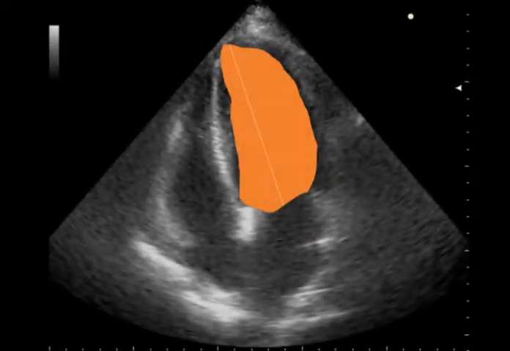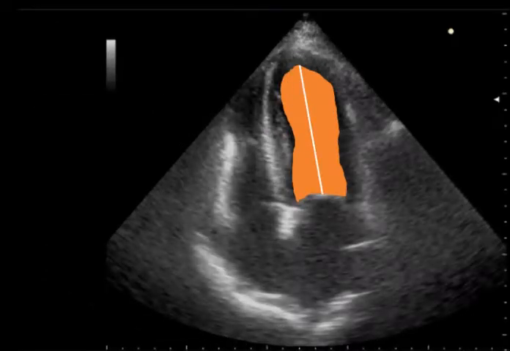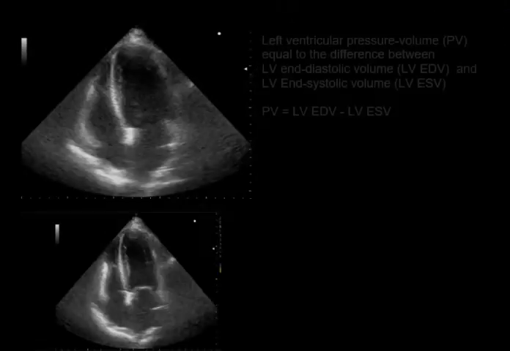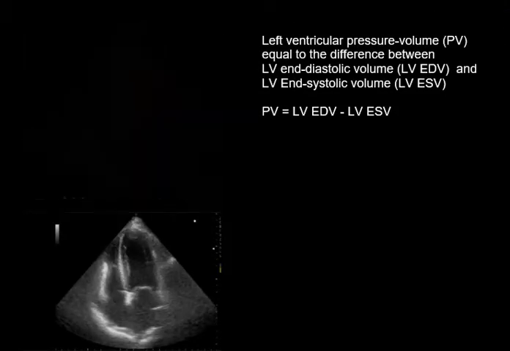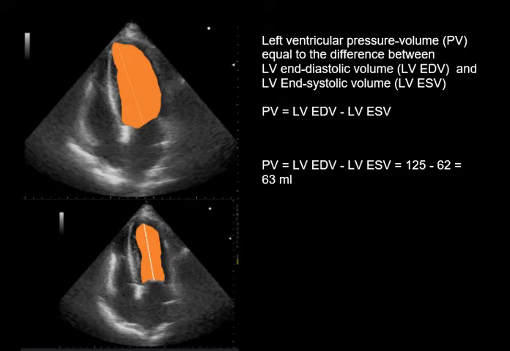Left ventricular end diastolic volume measurement when the mitral valve is open equals 125 milliliters. Left ventricular end systolic volume measurement when the mitral valve is closed equals 62 milliliters. Left ventricular stroke volume equals the difference between left ventricular end diastolic volume and left ventricular end systolic volume. 125 minus 62 equals 63 milliliters.